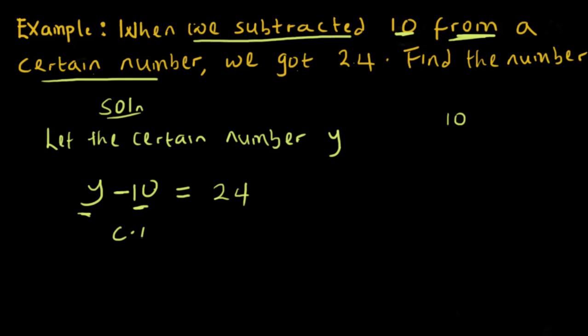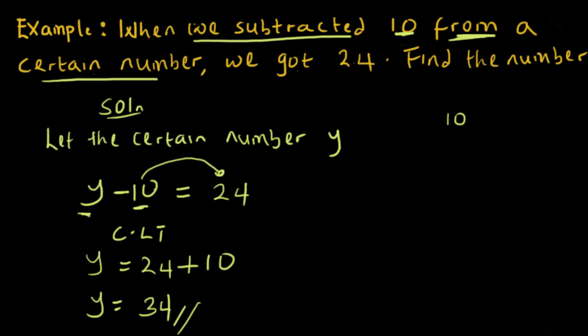You collect like terms. Minus 10 goes to meet 24. So we have y equals 24. When minus 10 crosses the equal to sign, it becomes plus 10. So y equals 24 plus 10, which is 34. Do you understand? Let's take another question.